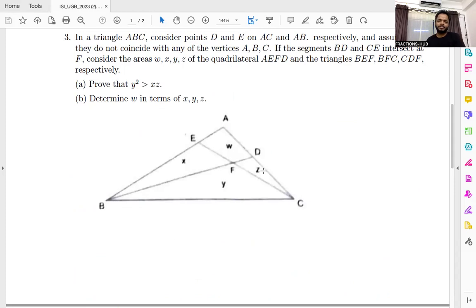The MCQ problems, it's just which option is correct, so you can even go for it without actually going through the whole proof. So here you have to show the whole thing. So that's the difficulty. So with this we are done with the UGB part.